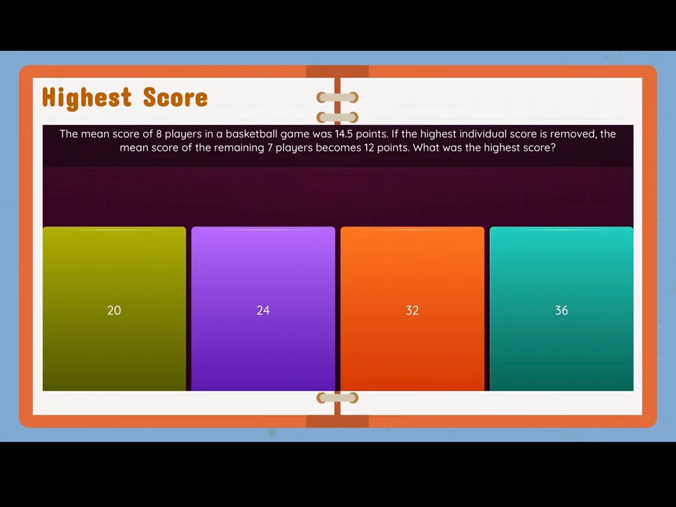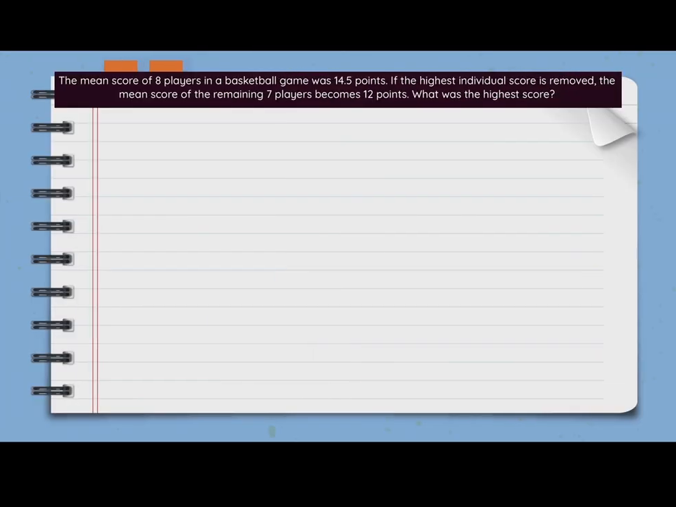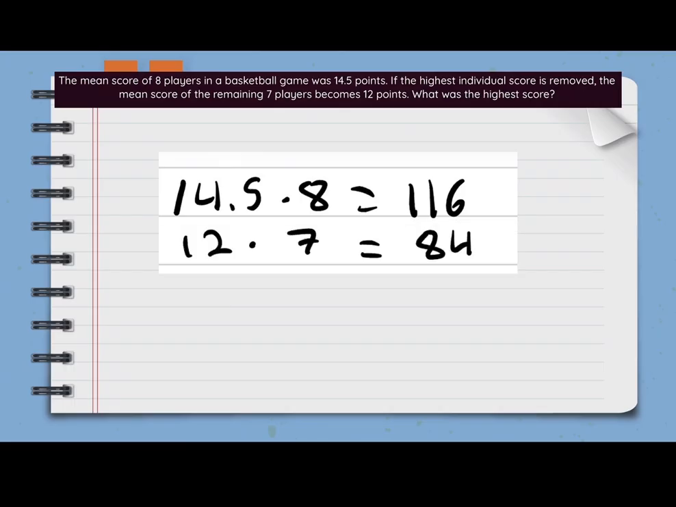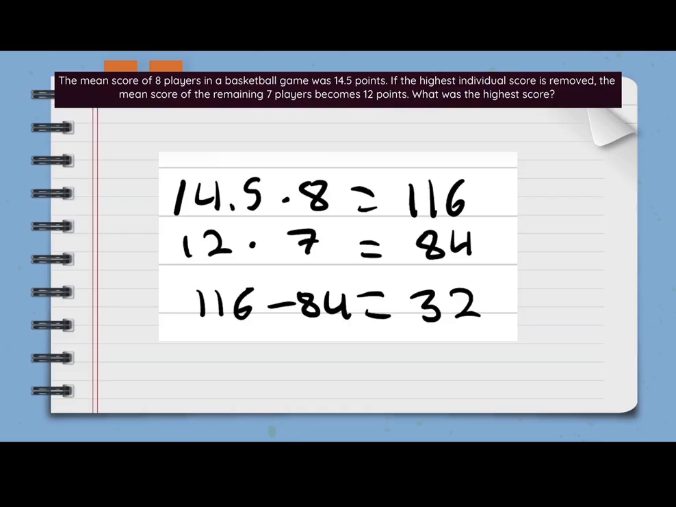Okay, this one is also fairly simple. As long as you know how to solve this, it should be a free point. The mean score of 8 players in a basketball game is 14.5. The highest individual score is removed. The mean score of the remaining 7 becomes 12. What was the highest score? Okay, the easiest way to do this is to find the total of the data set. So we'll do 14.5 times 8, which gets 116. Same thing for 7: 7 times 12 equals 84. Once you subtract, we'll find that it was 32, and that is the highest score in this game.